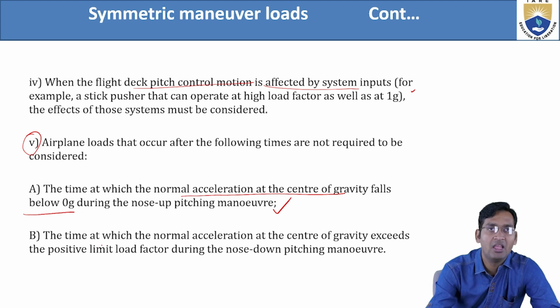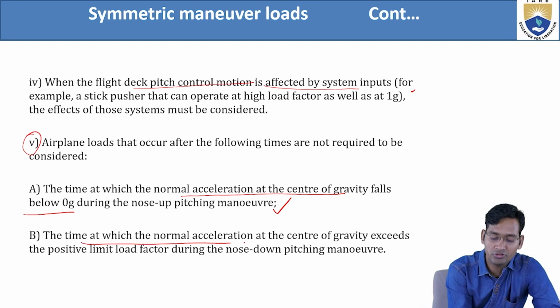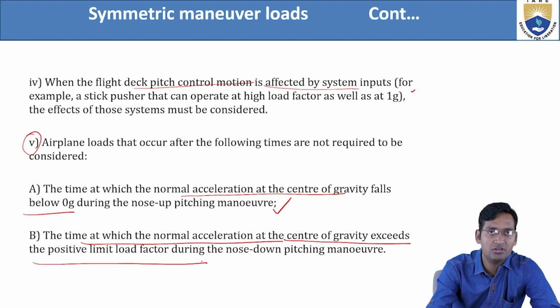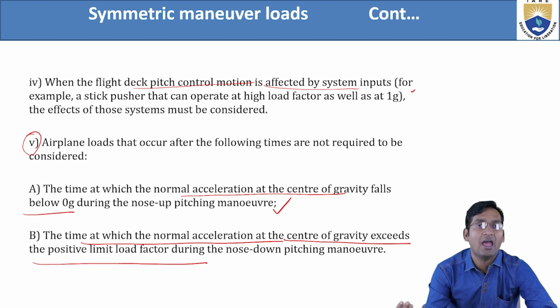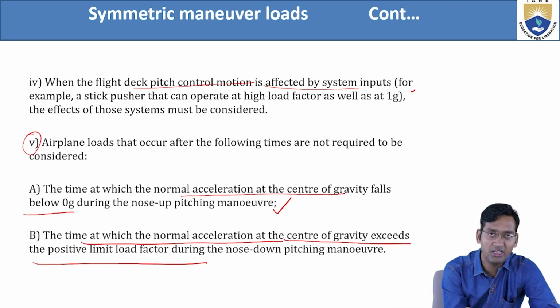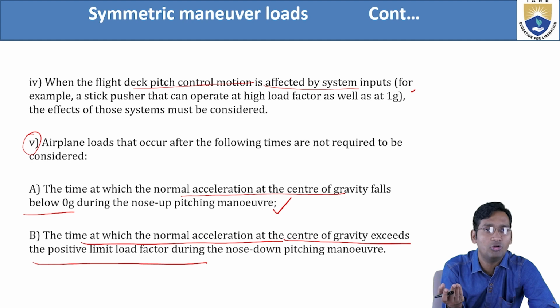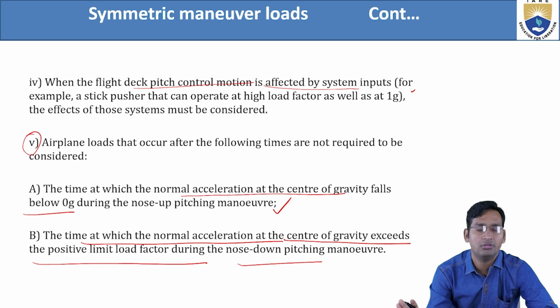The second one is the time at which the normal acceleration at the center of gravity exceeds the positive limit load factor during the nose-down pitching maneuver. Just see, in nose up the positive limit load should increase, and in nose down 0g should be there. But here if it is increasing the positive limit load during the nose-down pitching maneuver, then we will not consider that one.